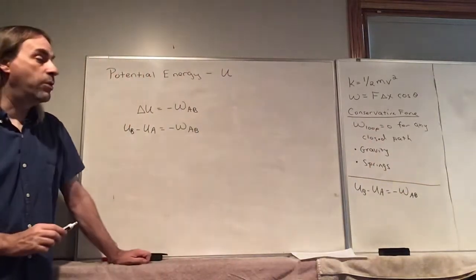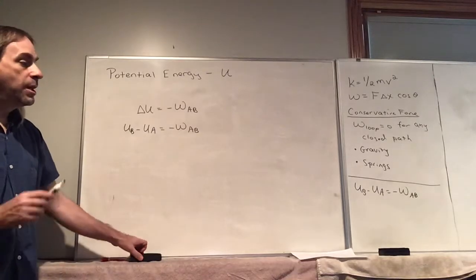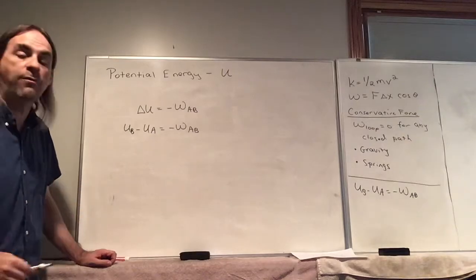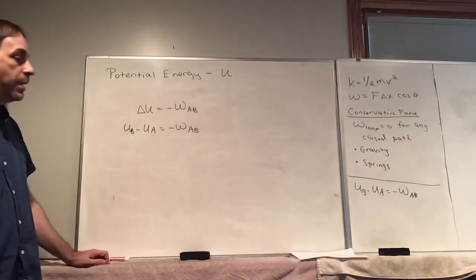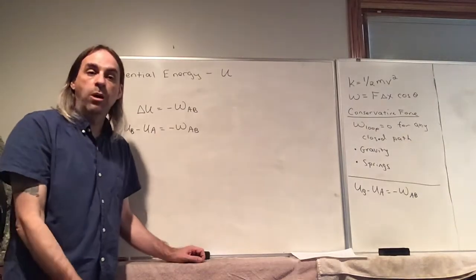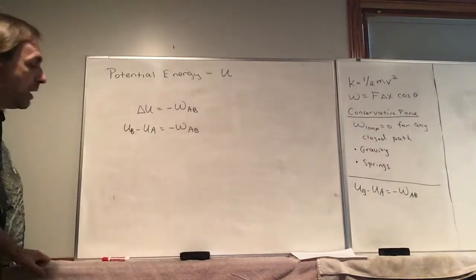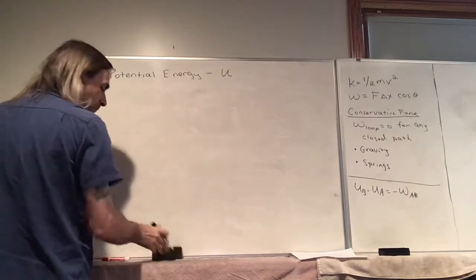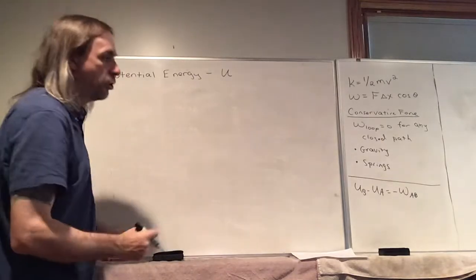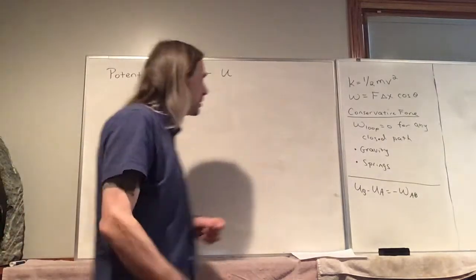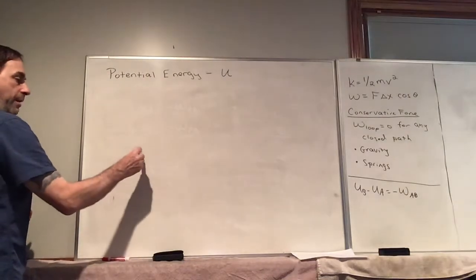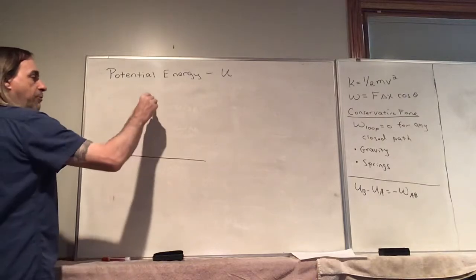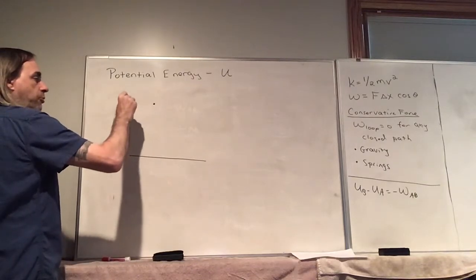And again, this is only due to a conservative force, because the work connecting points A and B can be along whatever path you want, and you're guaranteed to get the same result no matter what path you choose. So let's look at an example. Well, we only have two, and we haven't really talked about spring forces yet. So let's start with gravity. Let's say we have an object that's a height h above the ground.